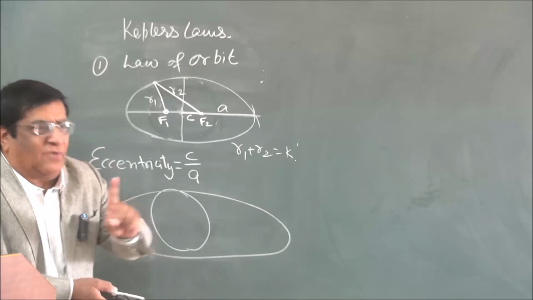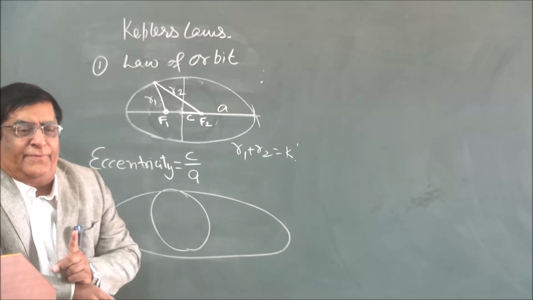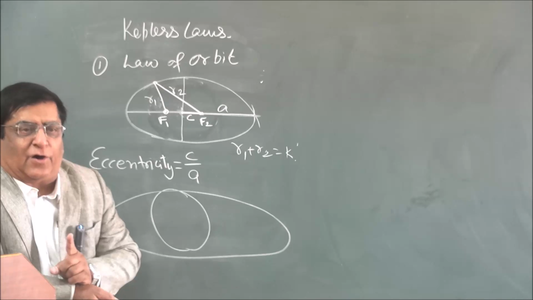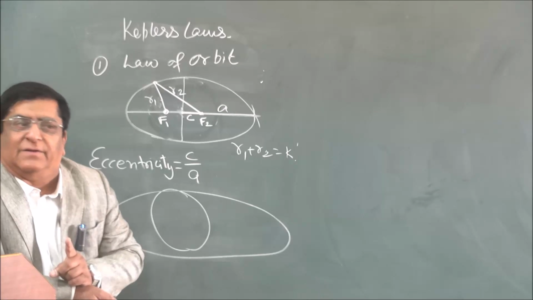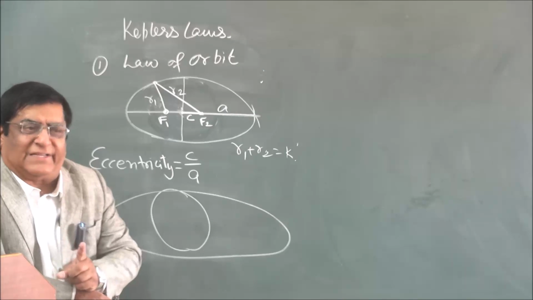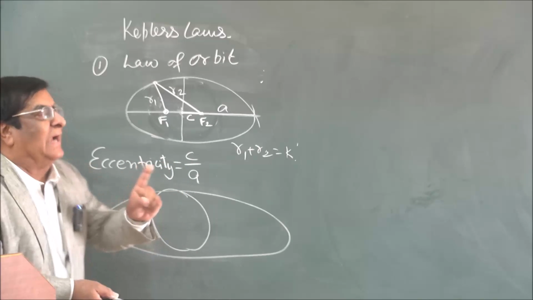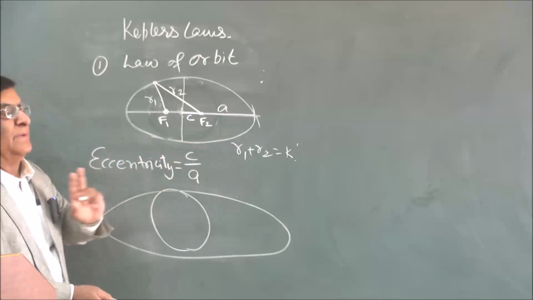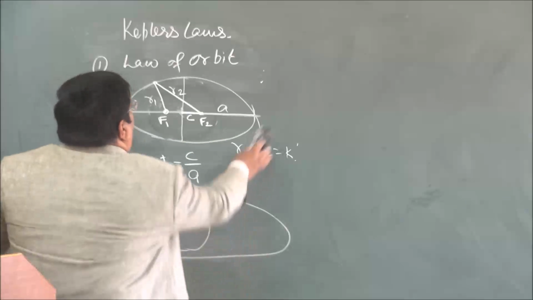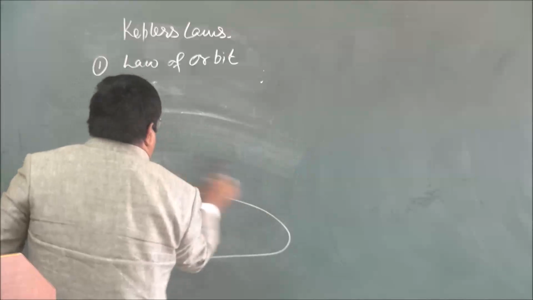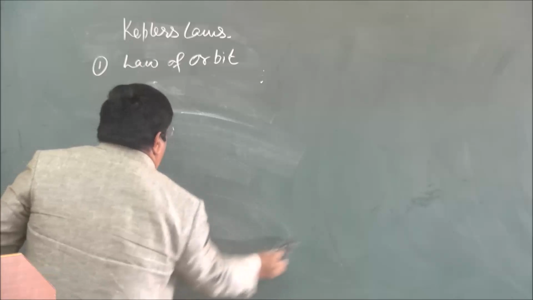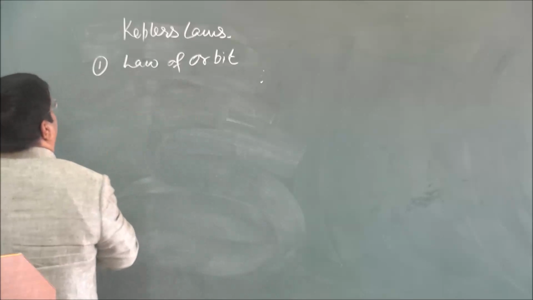So as a first law, what you will remember, this is the law of orbit, and what does it say? The orbit is not circular, it is elliptical. And where is the sun? At either of the focus, and Earth is moving around in an elliptical path. That's all. Now we come to the second law. The second law tells us about the velocity.